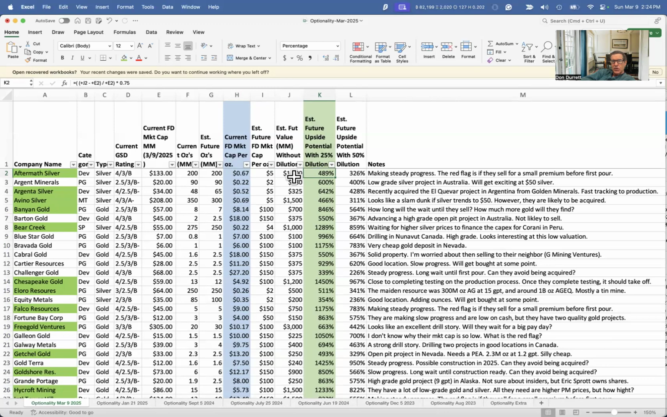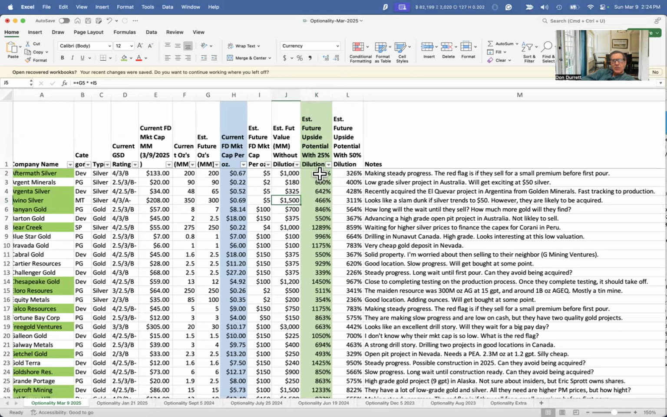So this is the current upside. I'm doing it at 25% dilution and then 50% dilution. And then I'm using this column. The reason why I'm highlighting these two columns is because in this column, we want to see right around $20 or less for a really cheap stock. And then over here, we want to see somewhere around 400, 500%. The ones that are 300 are kind of marginal. And then we have to look at these stocks.